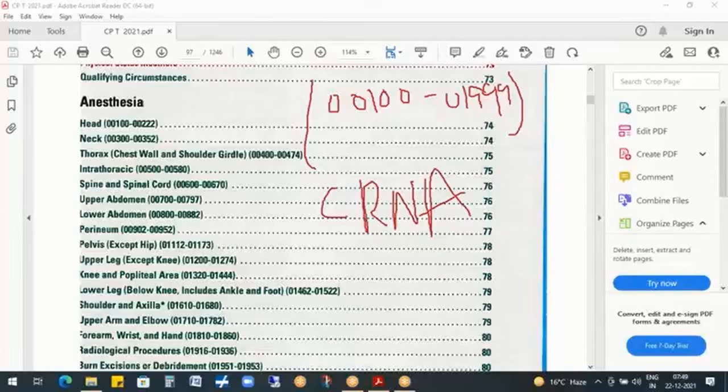CRNA means certified registered nurse anesthesiologist. Certified, registered nurse anesthesiologist. Next point.